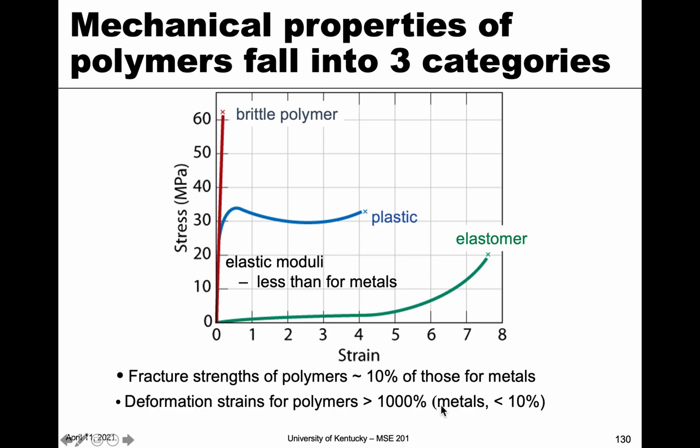So a couple key notes in terms of comparing this to ceramics and polymer and metals. So the elastic modulus is well under that of metals. We're talking about in the hundreds for metals, 100 gigapascals. So we're definitely talking less than that. Fracture strengths are also about 10% of those of metals. But the deformation strains, so the amount of plastic deformation, can be over 1,000%, whereas metals tend to be 10% or less, or something in that ballpark. So these illustrate some of the similar characteristics, but also some of the dissimilar characteristics of polymers.